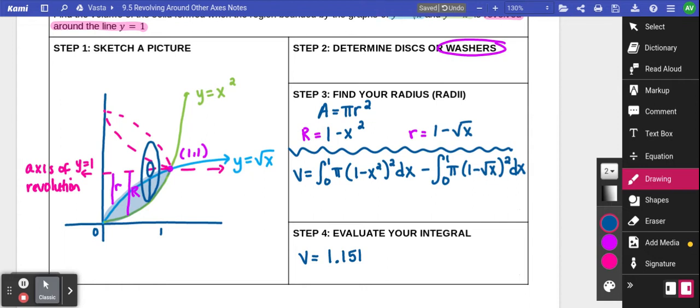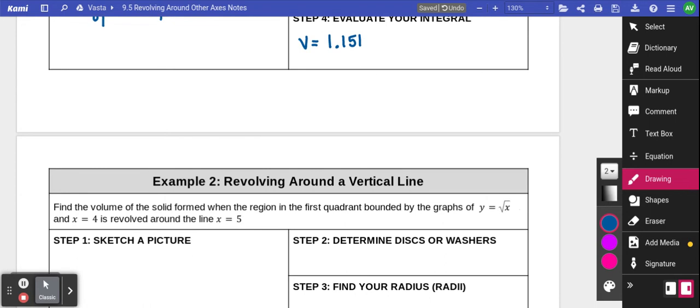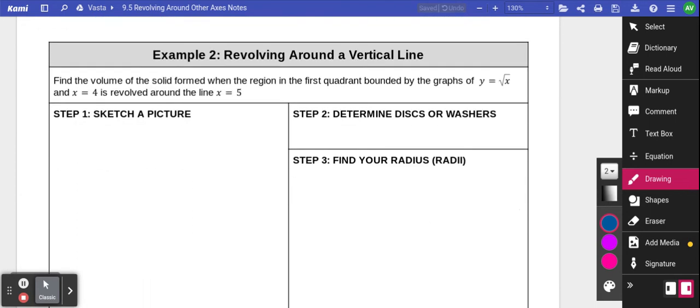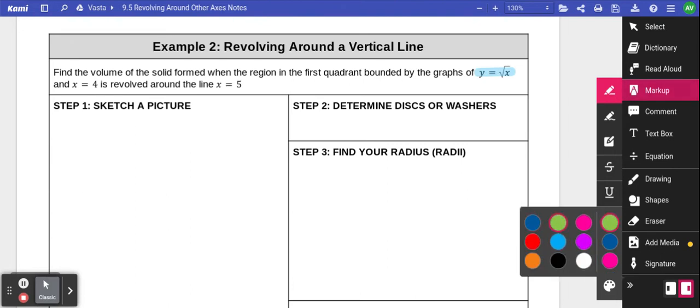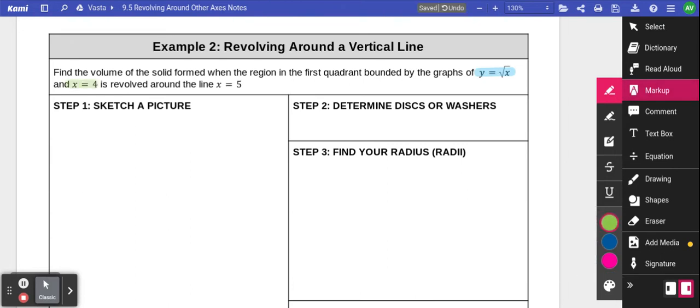Let's look at another example. So that example was when we were revolving around a horizontal line. In the next example, we're going to be revolving around a vertical line. Now, we want to find the volume of the solid, and again, we're going to read really carefully here. Formed when the region in the first quadrant bounded by the graphs of y equals the square root of x and x equals 4 is revolved around the line x equals 5.